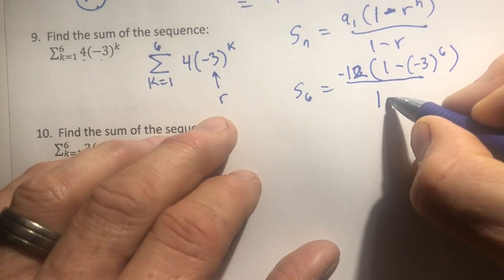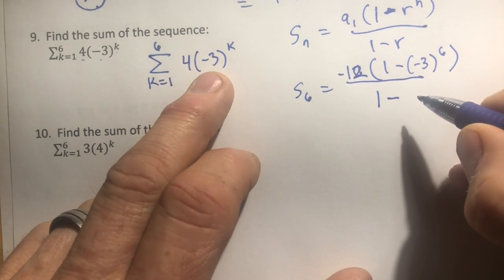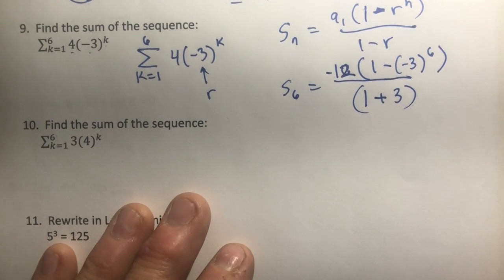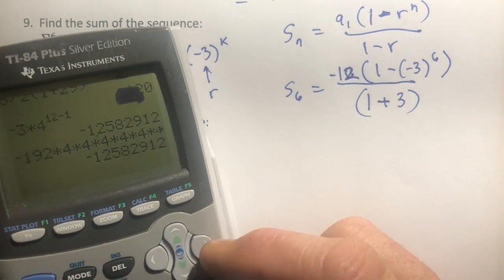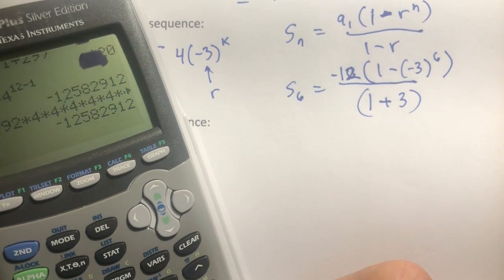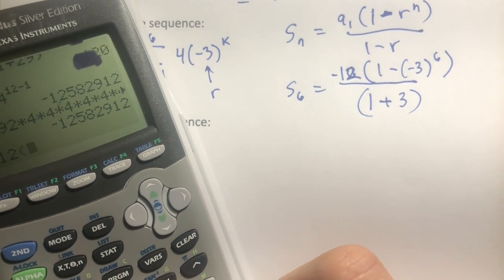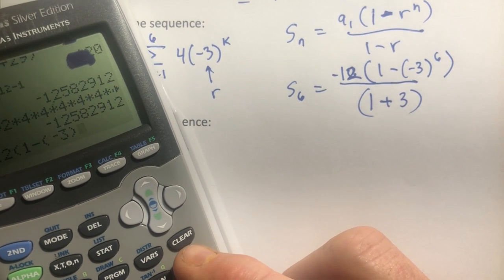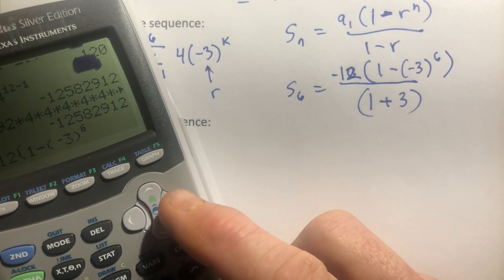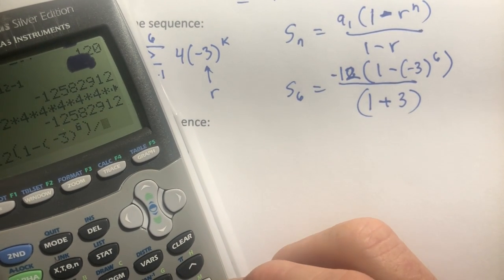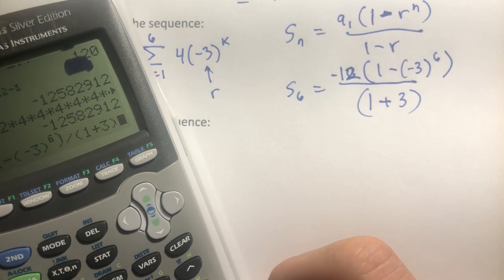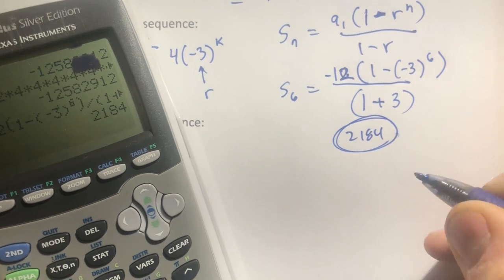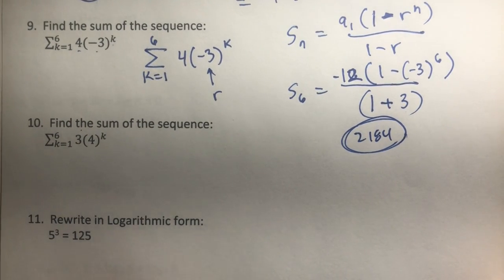Okay, and this is 1 minus r, which is -3, which makes that 1 plus 3. Okay, so that's how I would type it in. -12 times, I have 1 minus, in parentheses, -3 to the 6th power, parentheses, and then divided by, in parentheses, 1 plus 3. And I get 2184. And that's my answer there. That's the sum of this sequence.